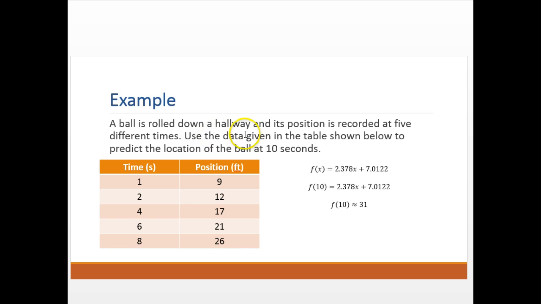It says use the data given in the table below to predict the location of the ball at 10 seconds. Well, 10 seconds is a time measurement. We plug in 10 for x, and when we get our final answer, we'll round, and we'll get approximately that f of 10 is 31. So it'll be 31 feet from the starting point at 10 seconds.